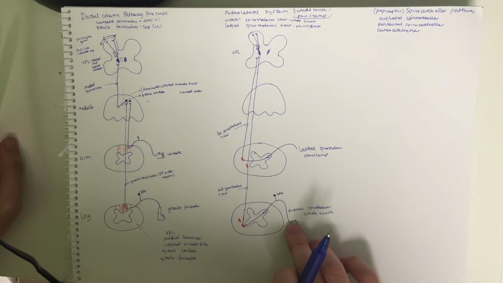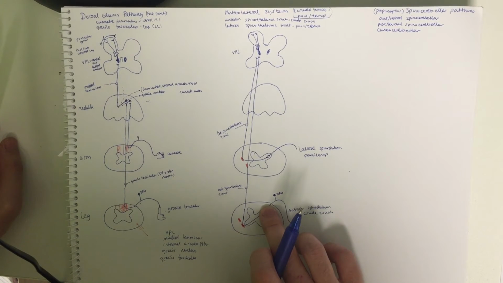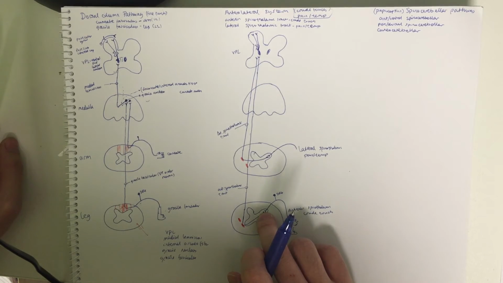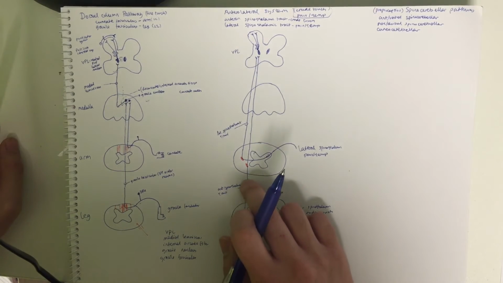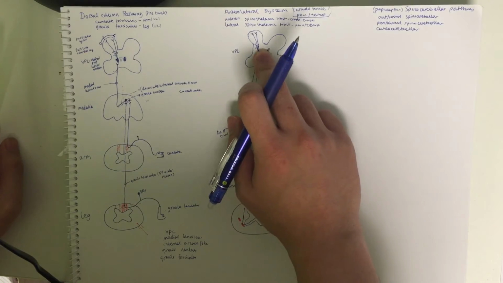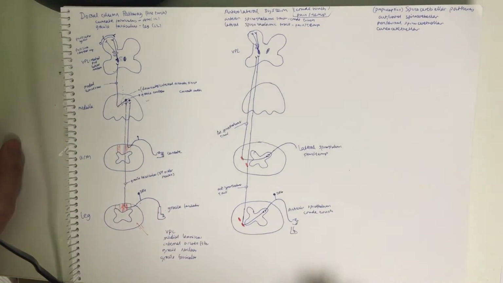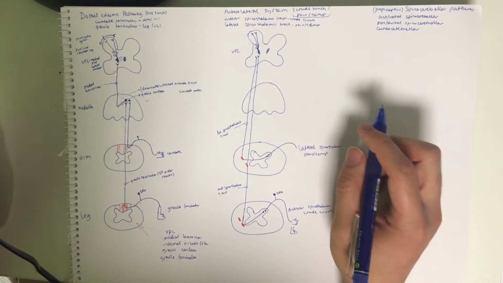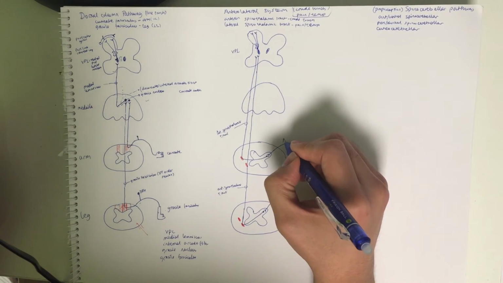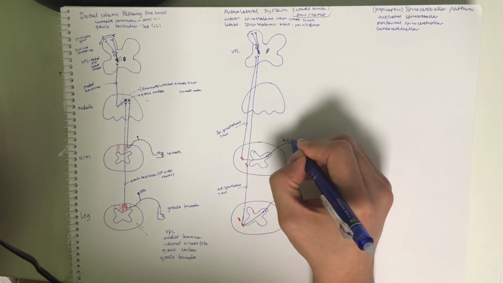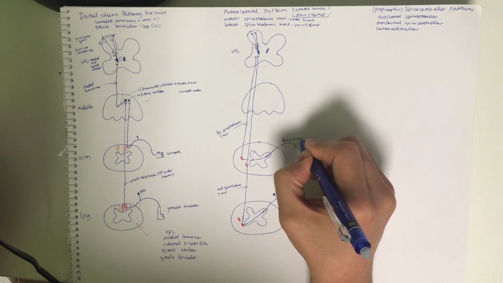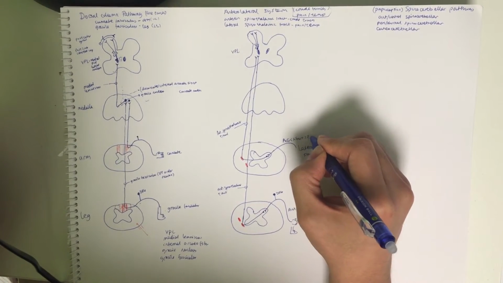So again, what happens? First order neuron enters, synapses at the dorsal horn, decussates, goes up through the spinothalamic tract to the thalamus, VPL, synapses, goes to the postcentral gyrus. The fibers here are A delta and C fibers, because A delta and C fibers are for pain.